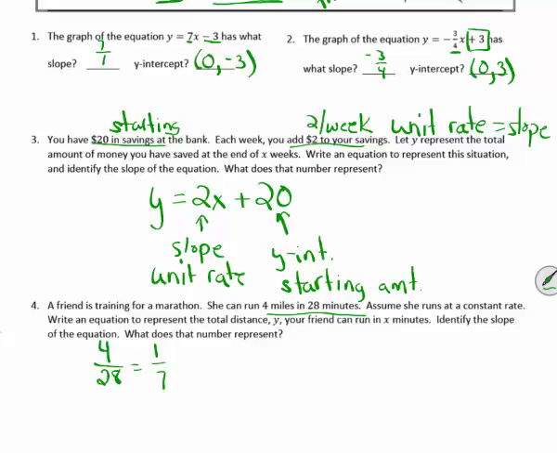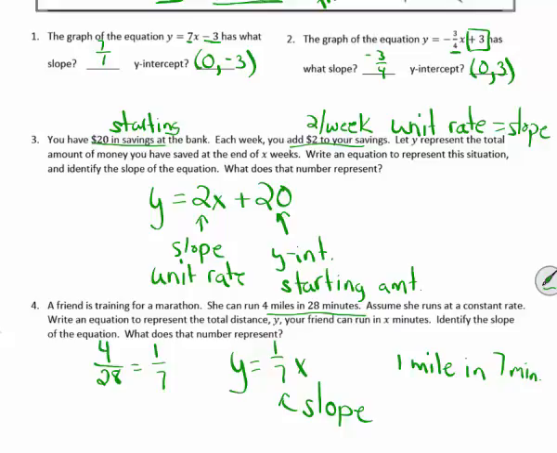So here, we don't have a plus b. We don't have that. We have y equals 1/7 x. Here is your slope. What does my slope represent? It means that they can run 1 mile in 7 minutes. That's what that means.